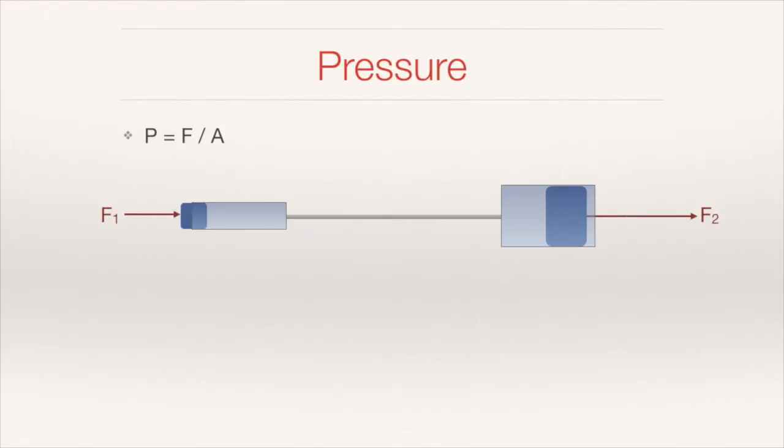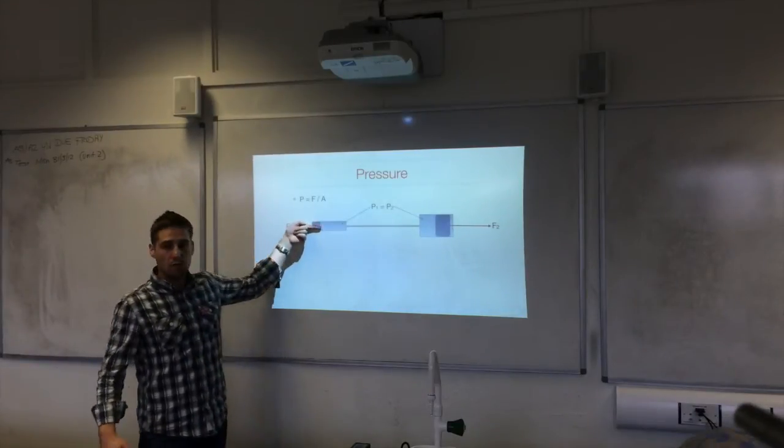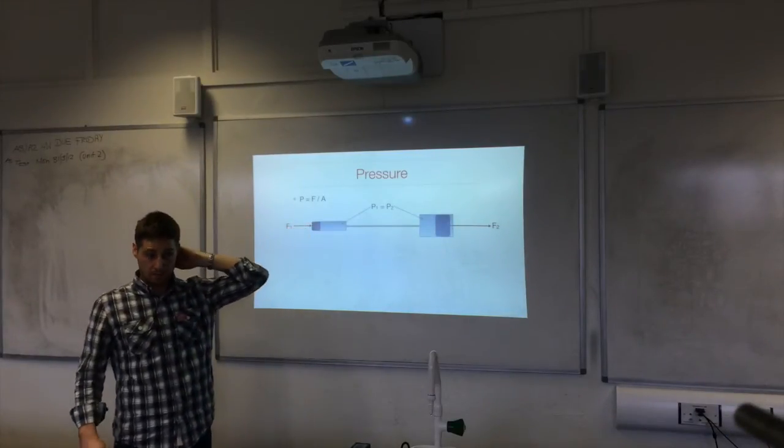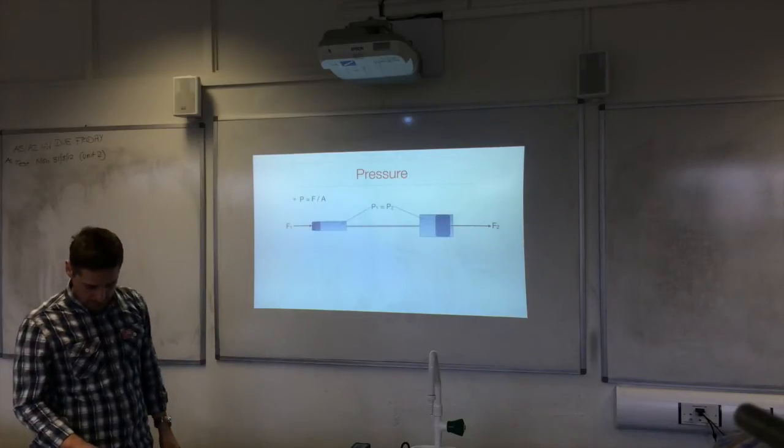Here's an example of two pistons. I've got force 1 acting on this piston, force 2 acting on this piston. You can see that the areas are different, but because this pipe connects the two, the pressure in both chambers is equal, equals P2. So we're going to apply a small force on the small plunger, which has got a small area.